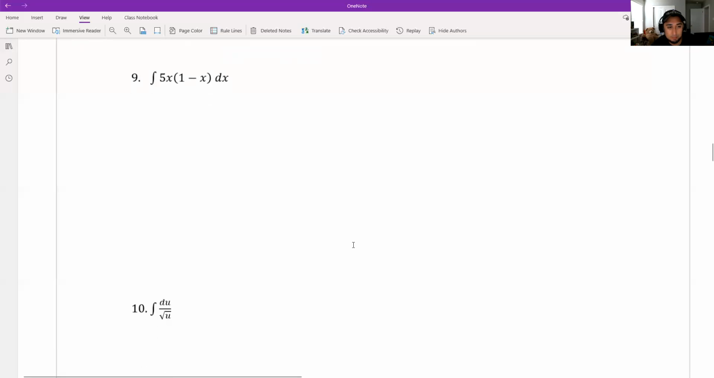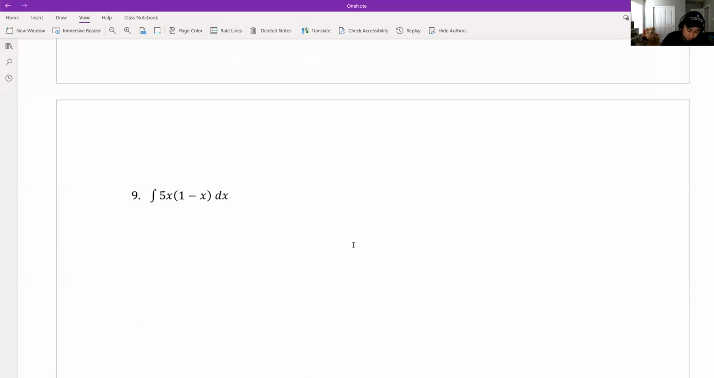Okay, number 9. First thing we want to do, distribute the 5. You get the integral of 5x minus 5x squared dx. We now have 2 terms inside the integral. This means that we can have 2 integrals. So this becomes the integral of 5x dx minus the integral of 5x squared dx.